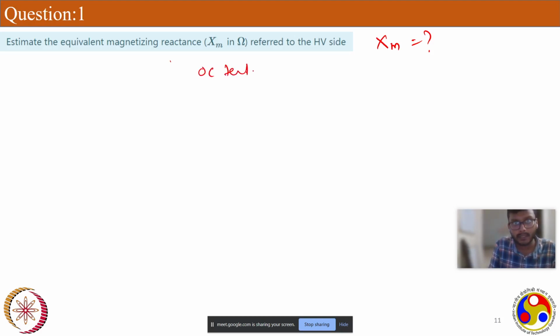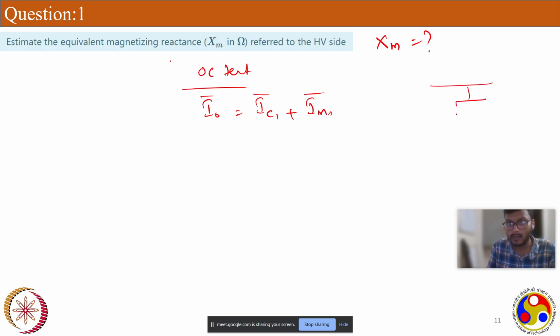So in the open circuit test, we know the no load current, that is flowing through IC1 plus IM1, right? So if you remember, this is the no load current. This is zero, no current flows here. Now it is split into IC1 and IM1. Now we were asked to find XM.